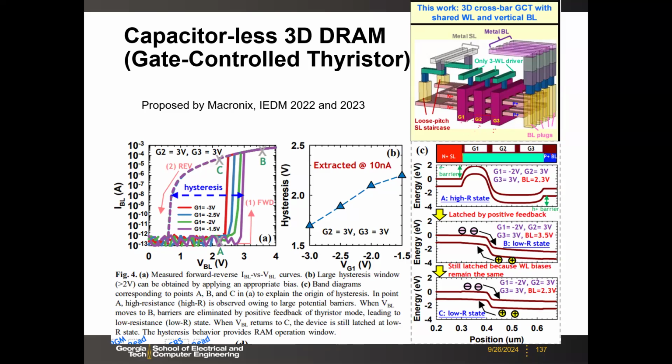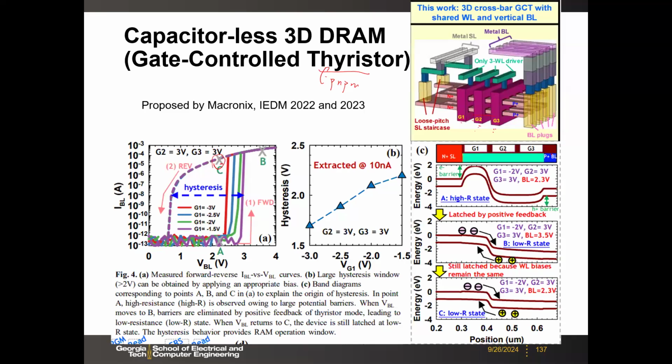Without the gate, if you look at the typical PN-PN junction, this is called the thyristor structure. And then there's a particular state where you can cause the positive feedback with the PN-PN junction. That will get your drain current high in that particular state. But of course, when the carriers combine with each other, this current will degrade. So it's a temporal effect.